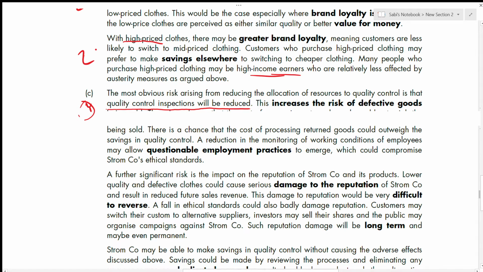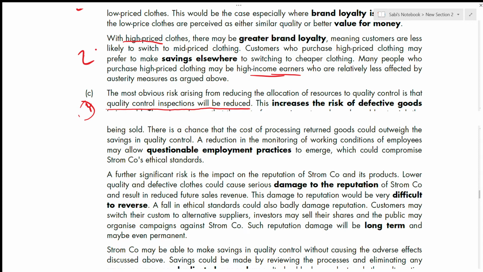So they're saying that if you're not monitoring the working conditions of employees, then the employee practices will be questionable, and this could compromise the ethical standards. Why? Because they believe that they are being ethical by monitoring their employees' working conditions. That's what they have stated. Strom company. It is there in the last paragraph, last line. Please go and check. So this will compromise that they're ethical.